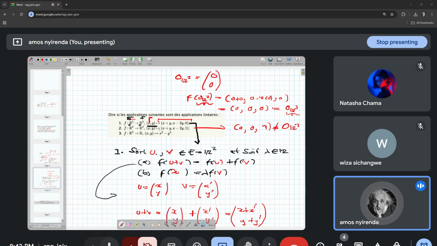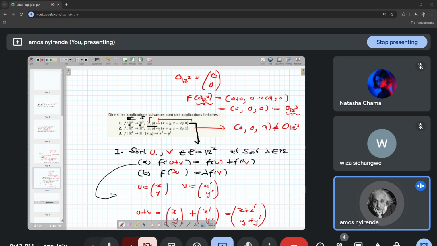Then you can also have something known as a polynomial, where you have terms like x to the power 3, x to the power 4, and all those terms. So if you look at the third one, it doesn't look like a linear application because I'm seeing quadratic terms like x squared and y squared. So this one cannot be a linear application. This is just by looking at it. This is my justification to you.